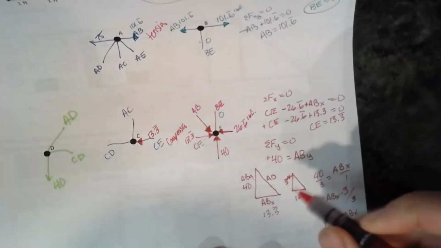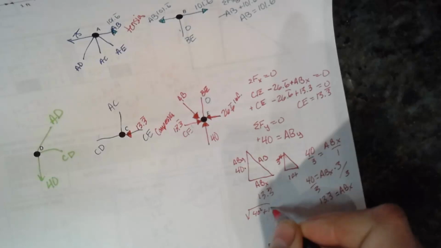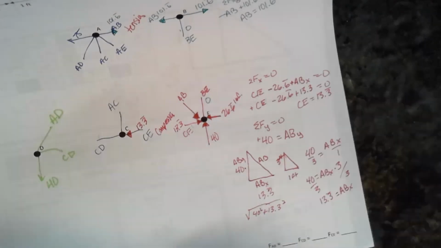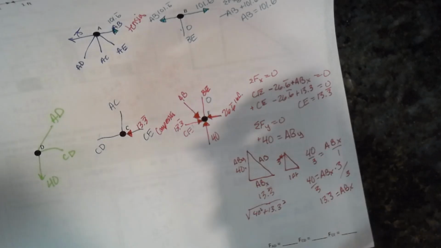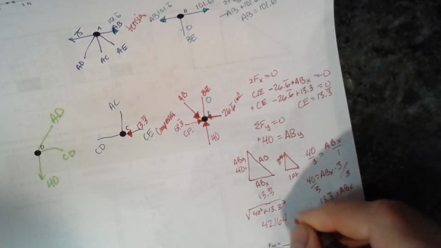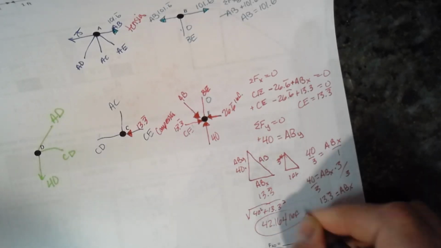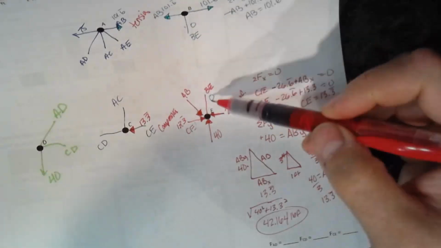All right. So back down here, we know this is 13.3. If we know AB in the Y, and we know AB in the X, we can use the Pythagorean theorem, 40 squared plus 13.3 squared, to figure out what AB is. So square root of 40 squared plus 13.3 squared gives me 42.164 pounds of force.